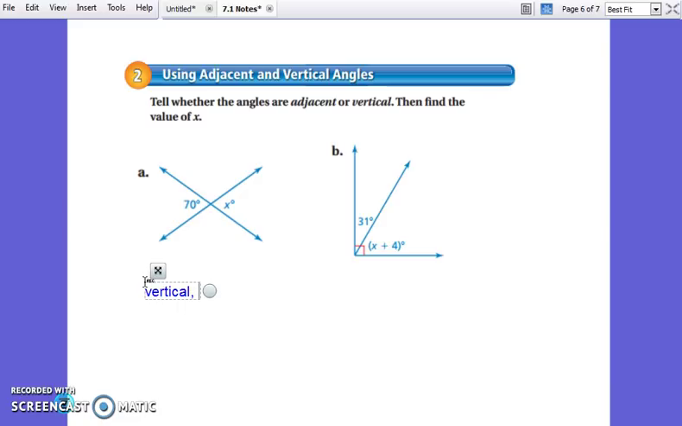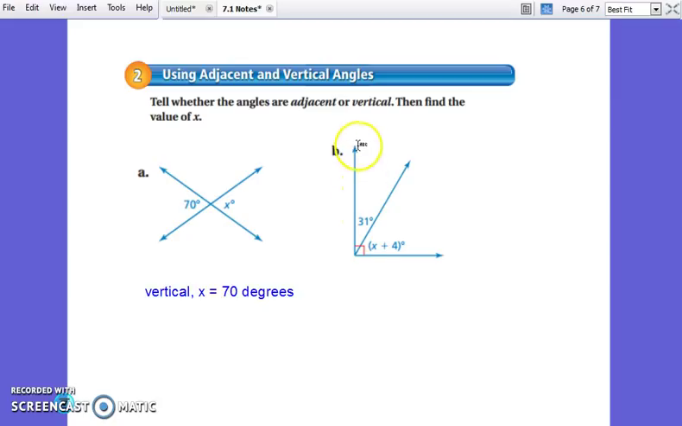And then it says find the value of x. How am I supposed to figure out what x is? Well, I happen to know that vertical angles equal the same exact thing, so I know that x is going to equal 70 degrees. You can use the degrees bubble since it's easier for you to write that down.